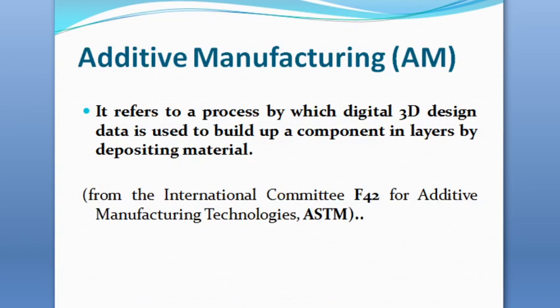It is a definition of additive manufacturing. It is framed by ASTM F42. It refers to a process by which digital 3D design data is used to build up a component in layers by depositing a material. It is a process in which the digital 3D design data, the 3D model, can be used for building a component or product by a layering process by depositing material.